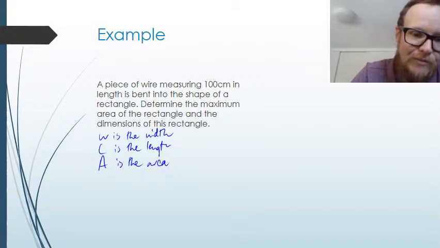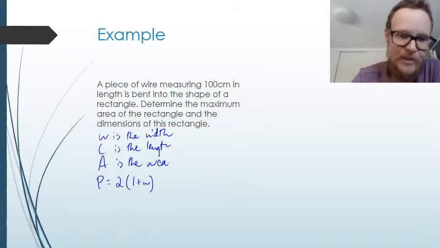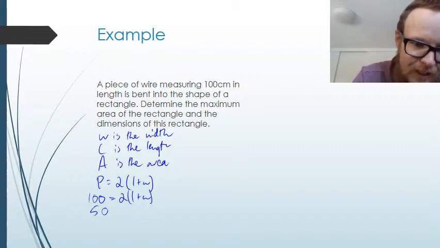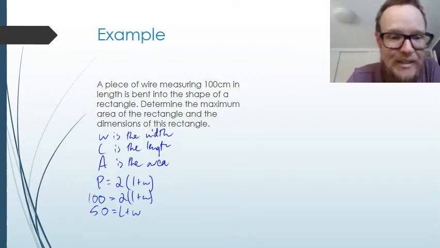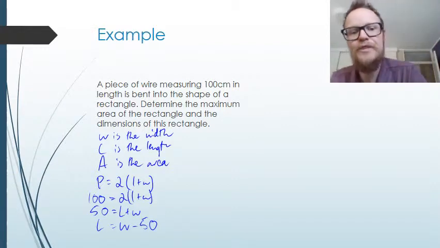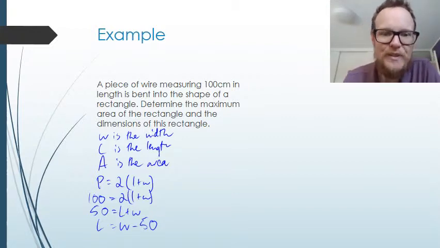Perimeter of our rectangle, P, is equal to 2 times the length plus the width, because we've got 2 lengths, we've got 2 widths, and we've got to go all the way around the edge. So that's going to be 100. This is 2 times length plus the width. So that means 50, if I divide both sides by 2, is length plus the width. They're going to add to 50. So we know the length is equal to the width minus 50.